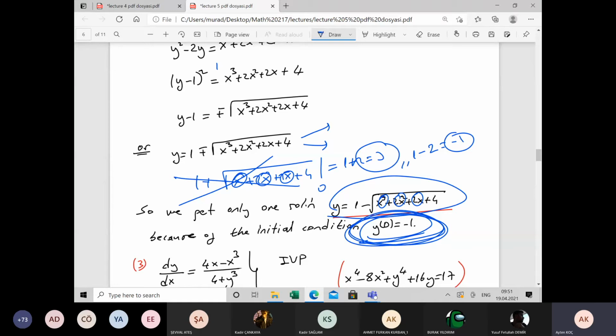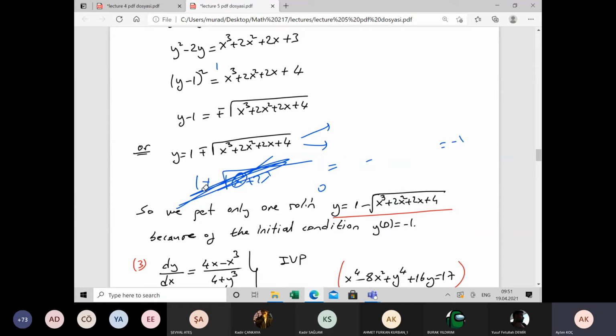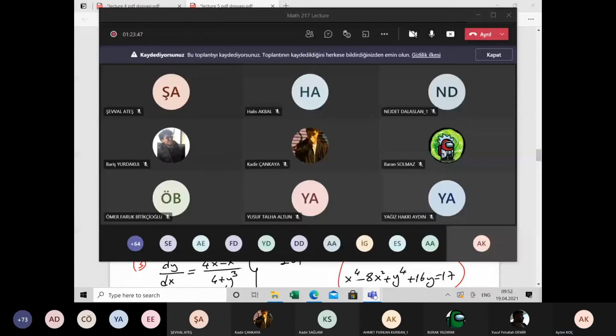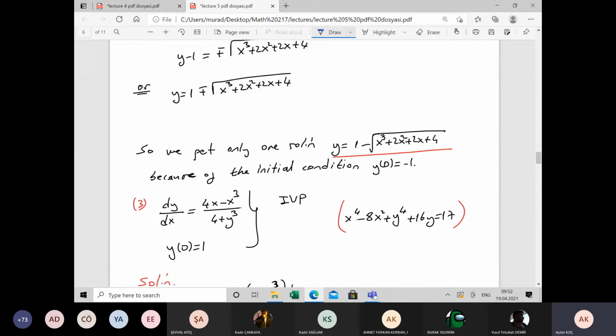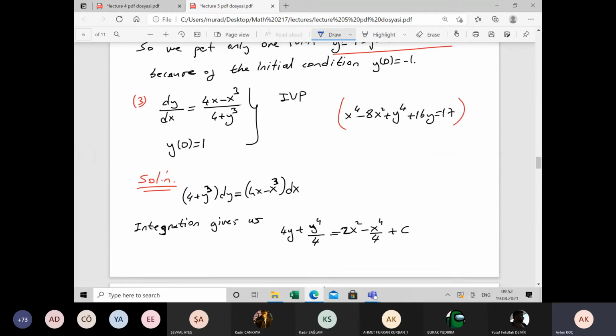Any question? So our solution should be 1 minus square root, not plus. It's okay. Any question here? I think it is clear. It's okay, no question, I hope. So let's give one more example. It's okay.